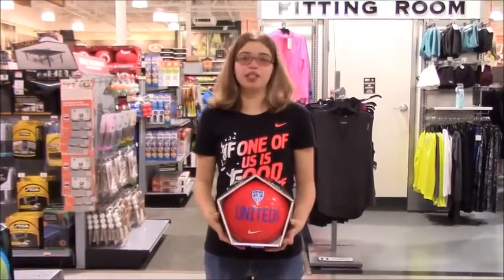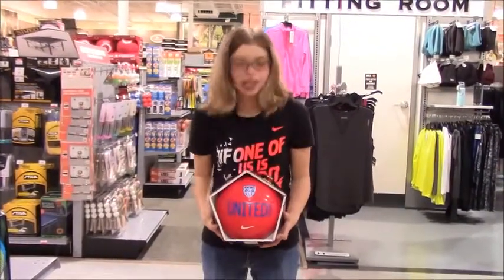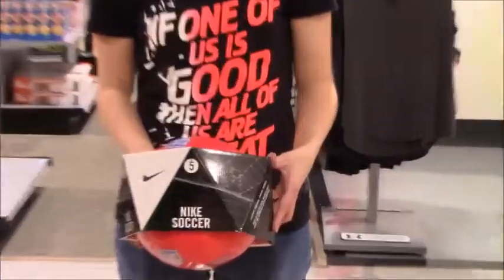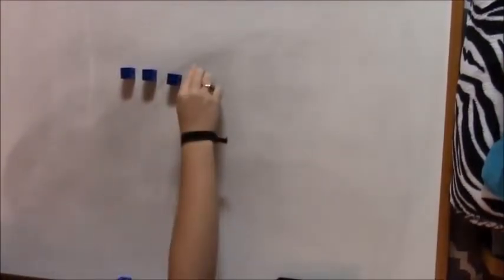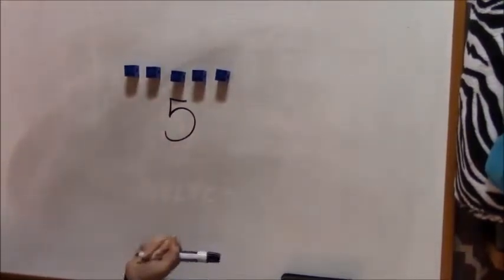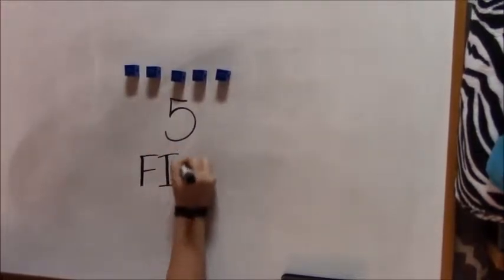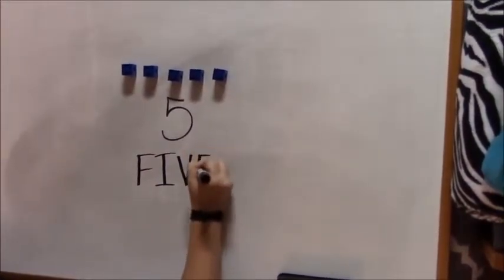Another way we can use numbers in the environment is when identifying the size of a soccer ball. For example, this soccer ball is a size 5. Alright. So the soccer ball that we found was a size 5. And the number 5 can be represented through 5 linking cubes. So 1, 2, 3, 4, 5. That number is then written like this. So 5 can also be written out as a word and is spelled F-I-V-E.